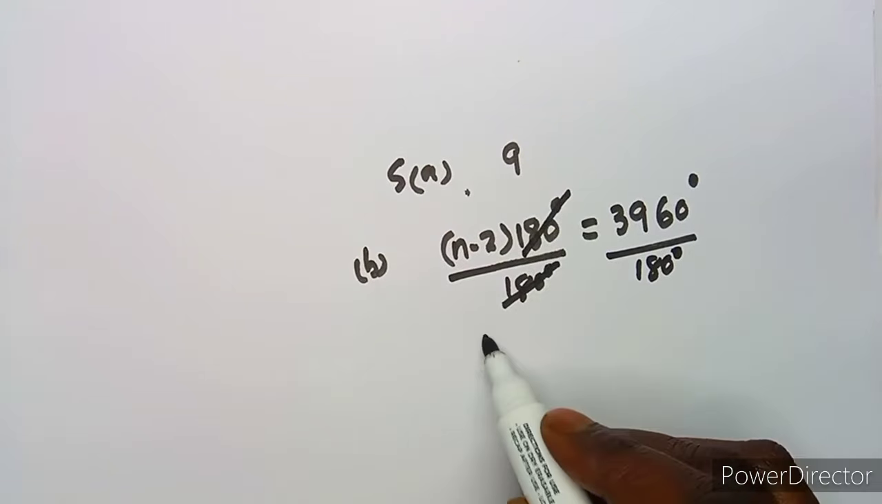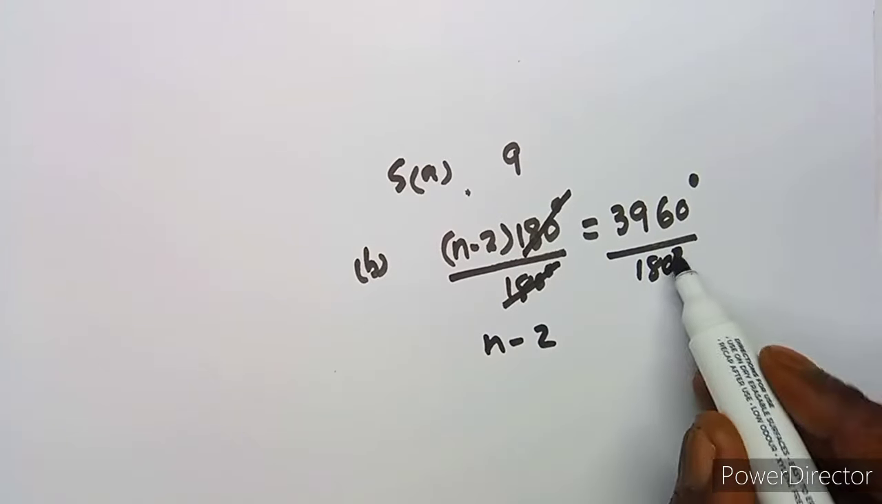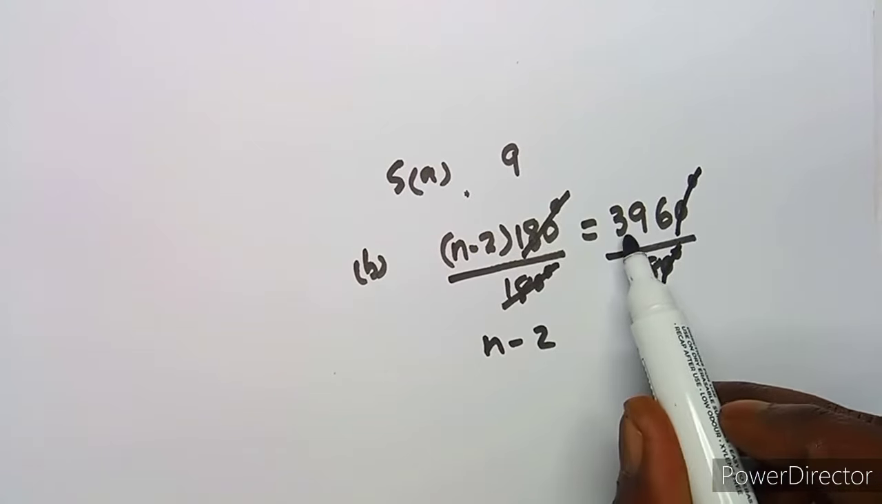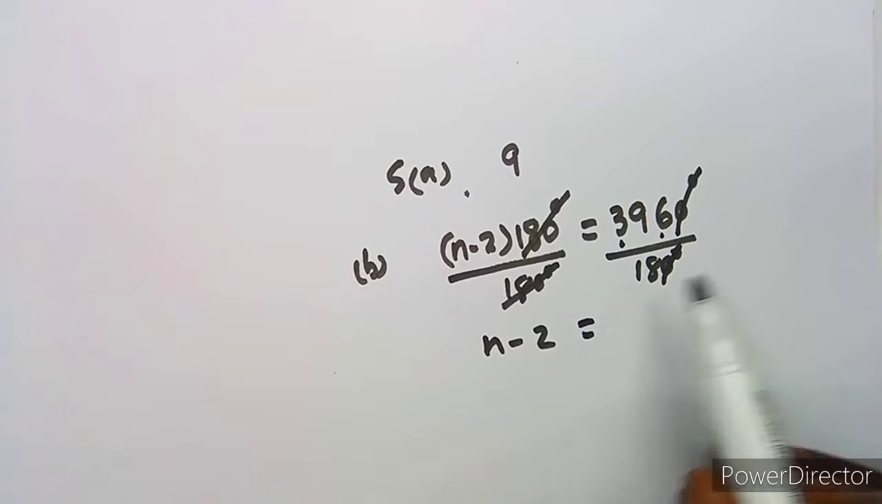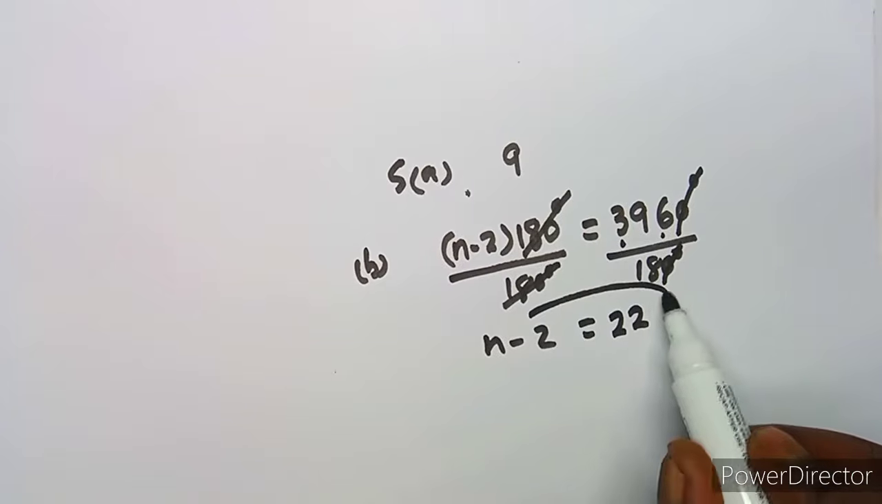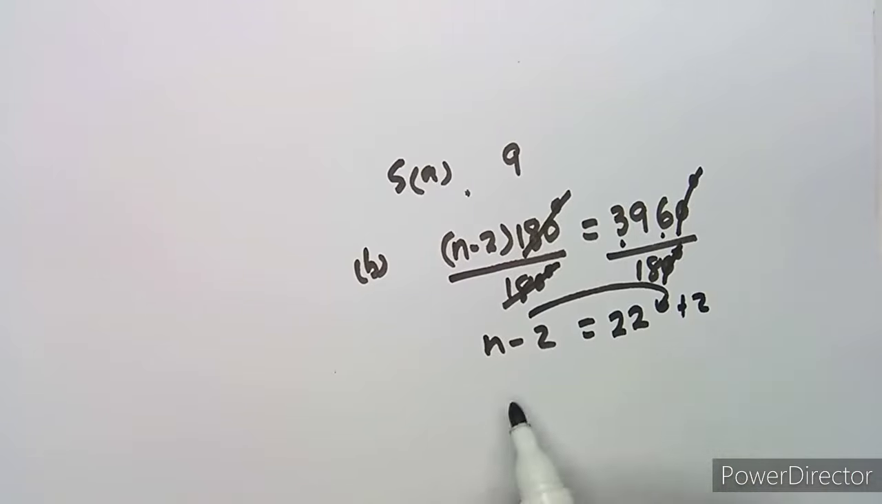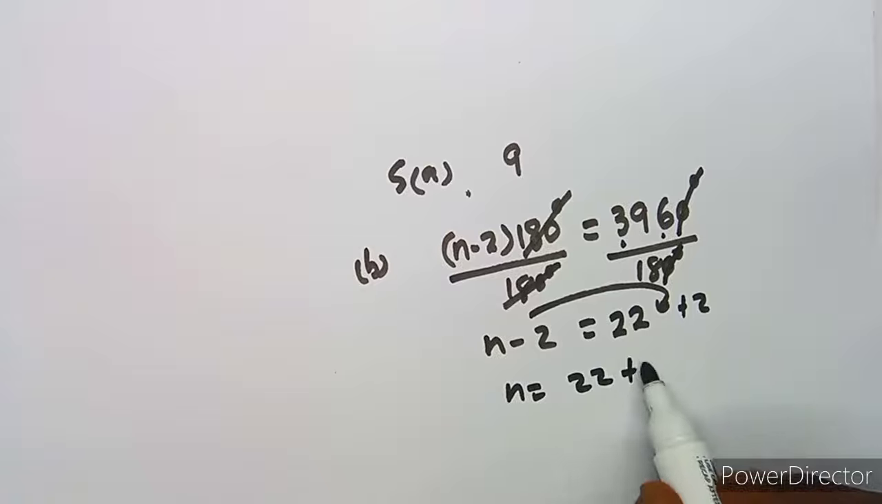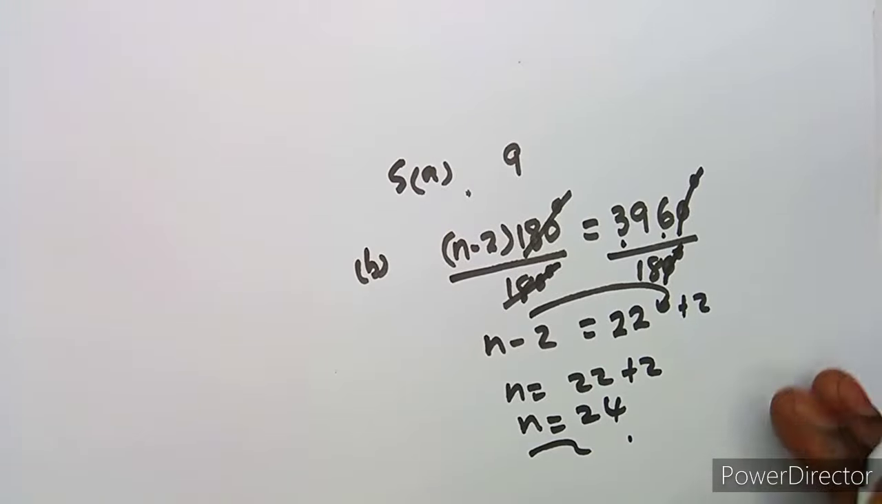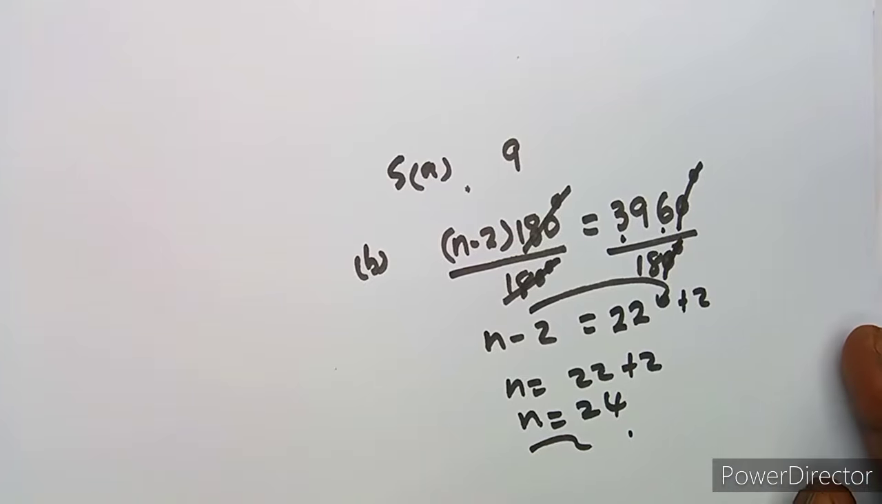So guys, all these divisions, I think now you are used to. Please play around with this, because you cancel this and this, you're left with 396 over 18. So I want you to play around with these numbers and see, you're going to obtain 22 in this case. So transposing this is going to give us plus 2. So n is equal to 22 plus 2, which is going to give us 24. So our polygon has got 24 sides.